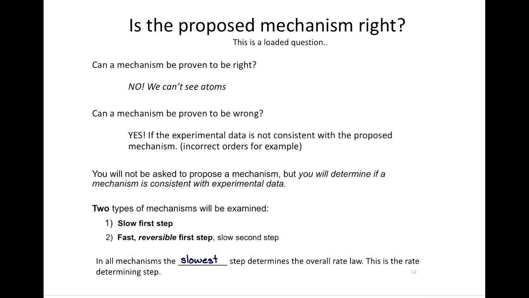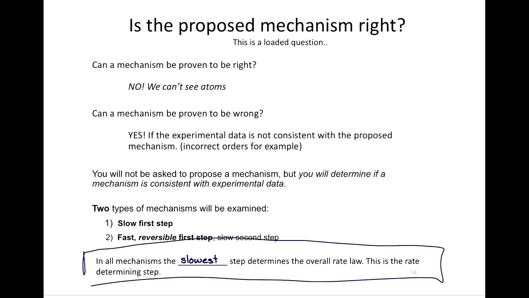So there are two types of mechanisms we're going to look at in this class, and it's the two car examples. The first one, where the first step is slow, is the easy one. And the second one is the harder one, where we have a slow second step. Those are the two we're going to look at. And again, I want you to go to bed tonight and say this over and over: the slow step is the rate determining step that determines the rate law. Good, okay, so let's do it.